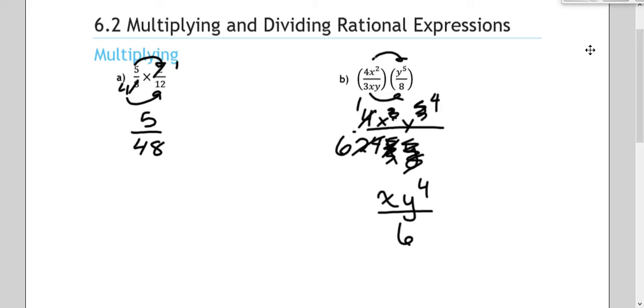And if you were to state your NPVs, you would state them at this step. X cannot equal 0 and y cannot equal 0.